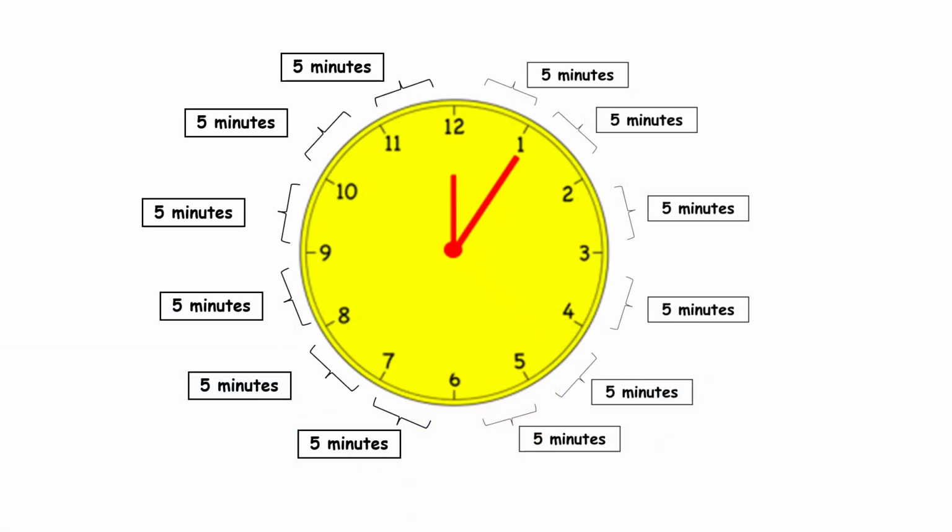Start by helping kids see that each space between the big numbers on the clock face represents 5 minutes. You may even want to let them experience 5 minutes in the ways described earlier.